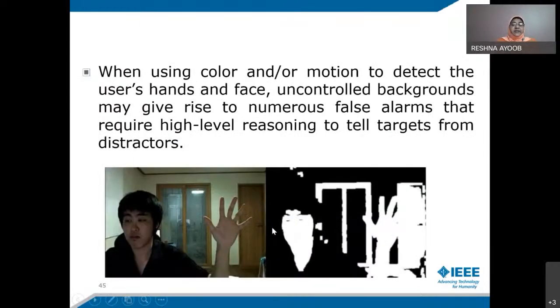Here is another one that I already explained. Here see the windows and doors. These are almost the same color as the skin color. So in addition to the hand and the face, the skin colors, this background window and door is also detected. So it gives you numerous false alarms. So we have to remove this window and door also. So while using motion or color to detect the user's hand and face, an uncontrolled background may give rise to numerous false alarms that require high-level reasoning to tell targets from distractors.